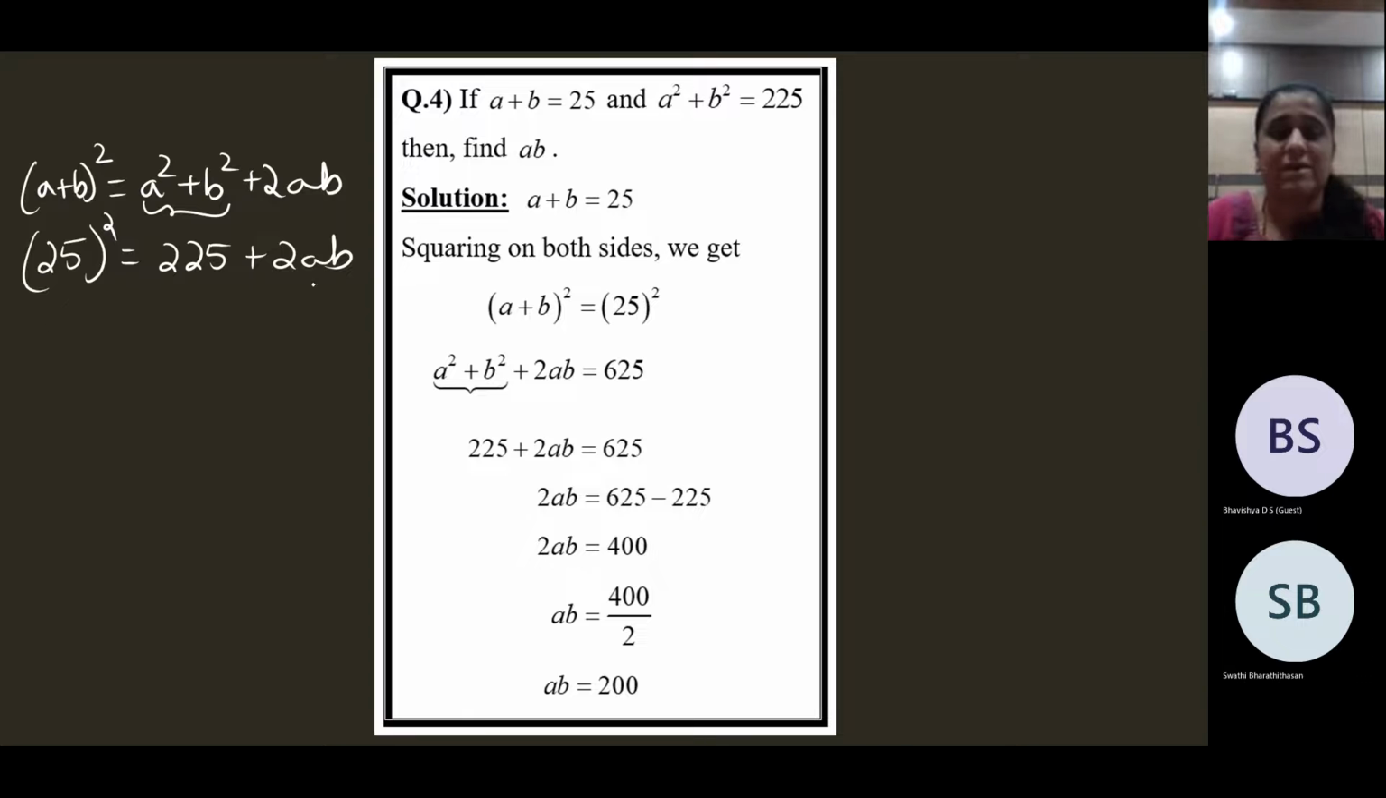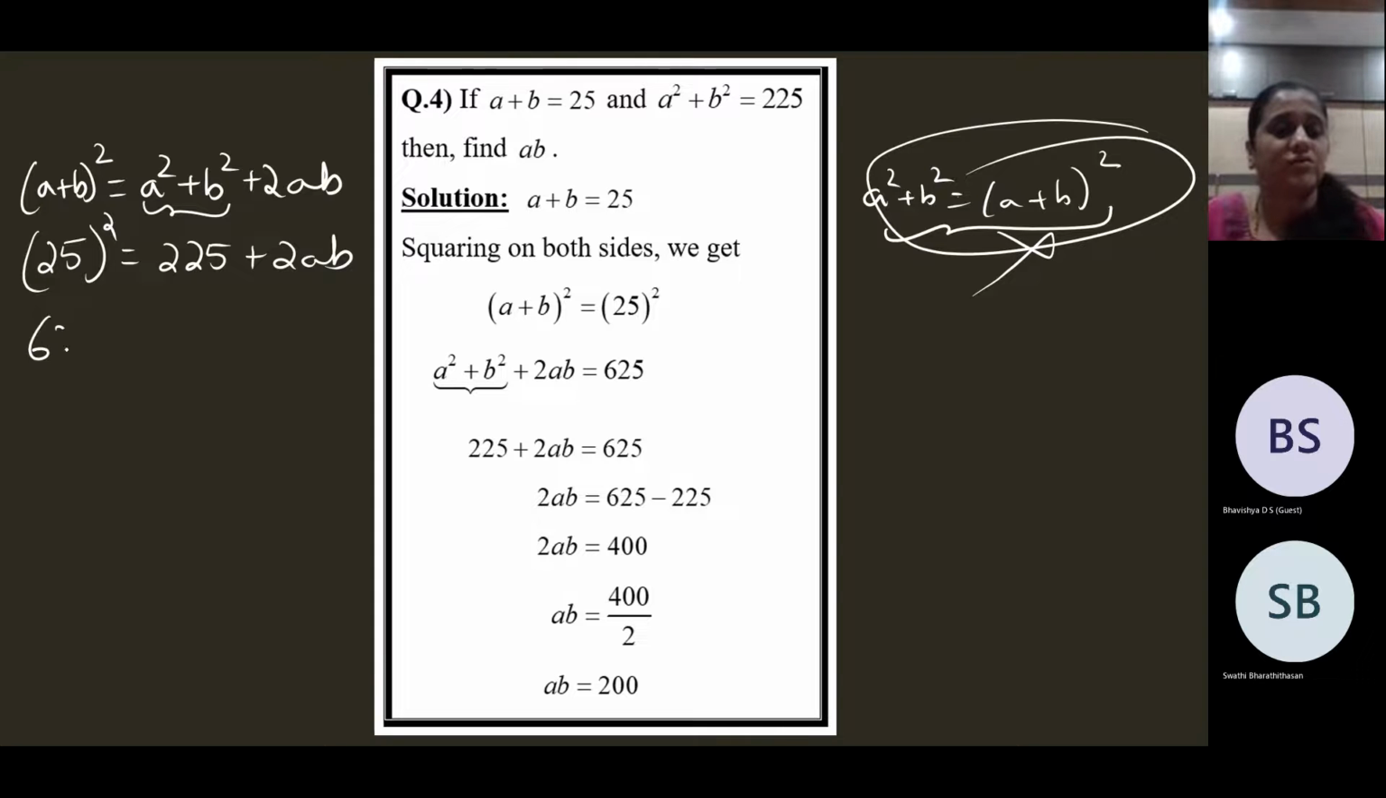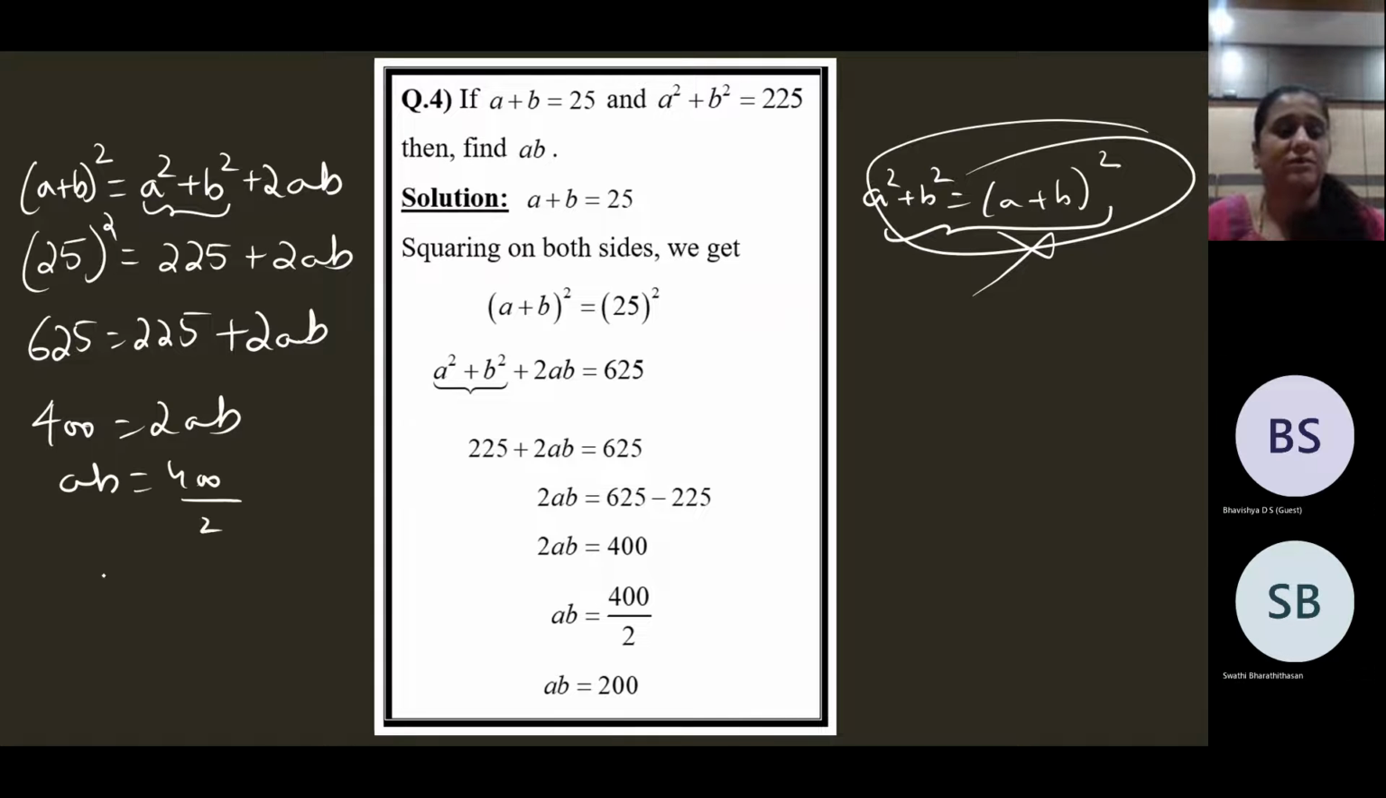You have written this, but I'm not happy because you have written a square plus b square is equal to a plus b the whole square. For that I've reduced half a mark. If you ask me only the answer, have I worked it correct? This part is correct. But for this, I've reduced half a mark for you. So 625 is equal to 225 plus 2ab. So 400 is equal to 2ab. ab is equal to 400 by 2. ab is equal to 200. So it's correct.